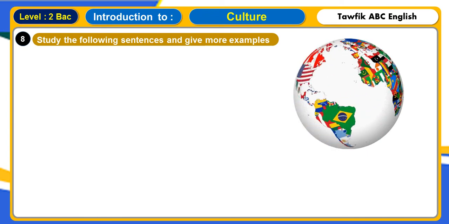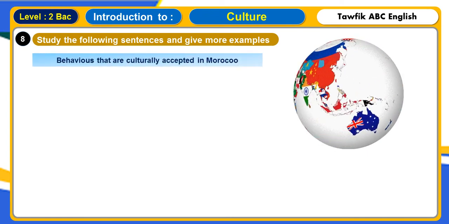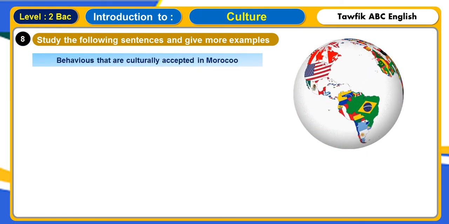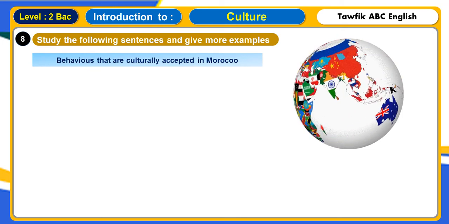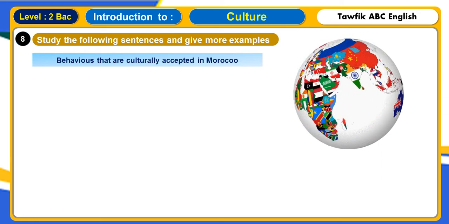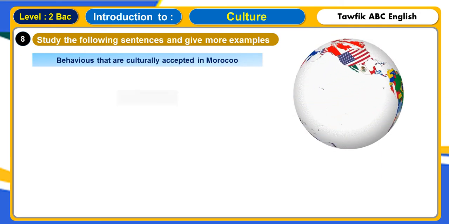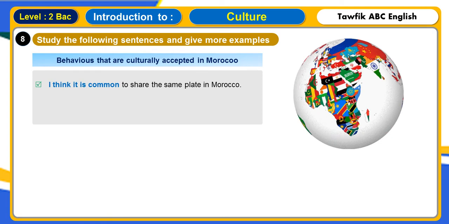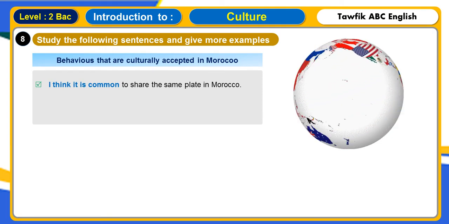Study the following sentences and give more examples. Behaviors that are culturally accepted in Morocco. As you can see, in each culture, there are behaviors that are accepted and other behaviors that are not accepted or offensive. For example, I think it is common to share the same plate in Morocco.